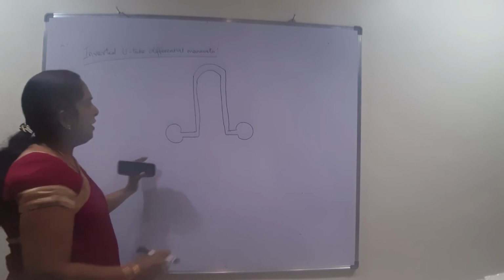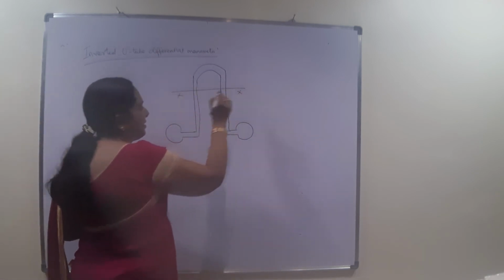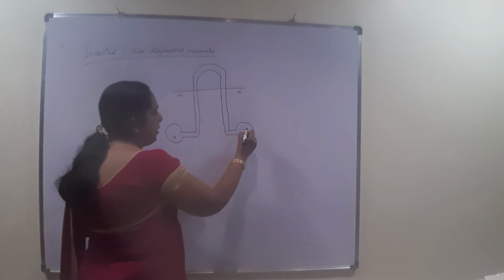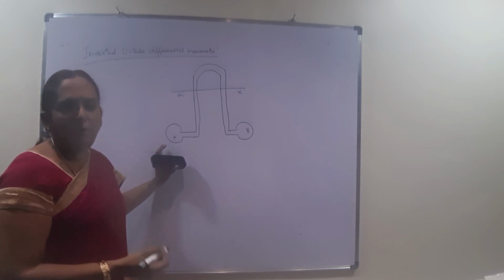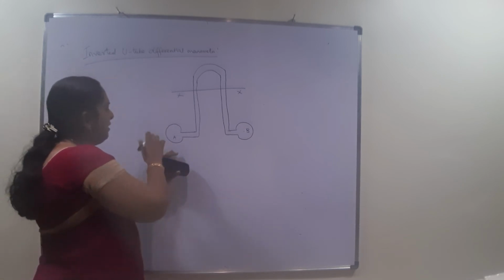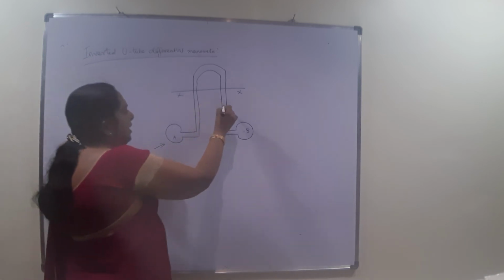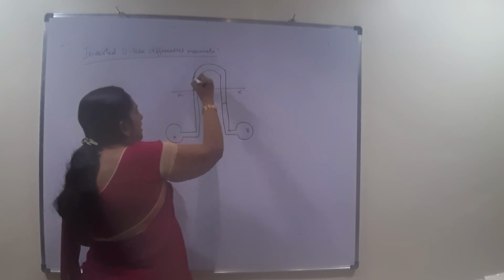Okay, so here the datum line, as usual, is XX. This is your point A, this is your point B. All other things will be the same. Now consider that the pressure here is more compared to the pressure here. So what happens is the mercury will fall down from here to here. It will be moving like this. I am showing the mercury by this symbol.